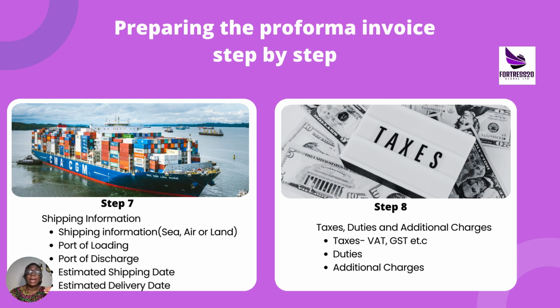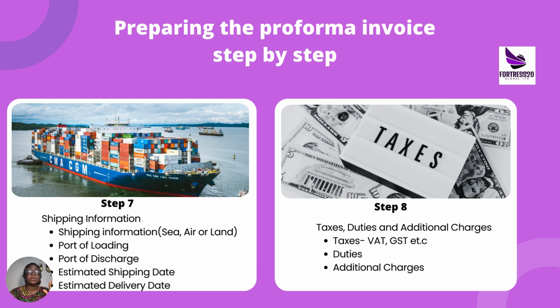Step 7 is to add the shipping information. What is the shipping method? Are we shipping by land, sea, or air? Where is the port of loading that the goods are going to be loaded from? Where is the port of discharge where the goods are going to be delivered to the other party? What is the estimated shipping date? 30 days from now, 60 days from now, 100 days from now? What's the estimated delivery date? When are you going to get the product at destination? Provide the expected date of delivery.